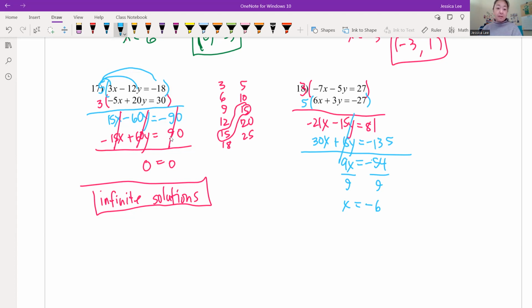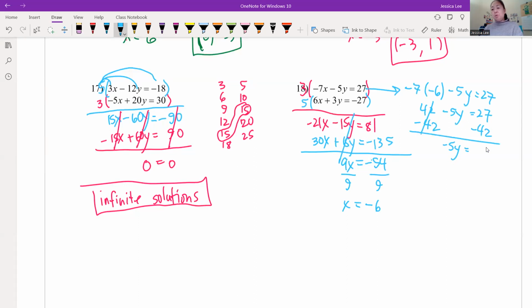Now we need to find the y. Because we have an x, so we got to find the y. I'm going to use the bottom one. If you chose the bottom one, that's good. We should get the same answer. So if we didn't, we did something wrong. So negative 7 times negative 6 is 42 minus 5y is equal to 27. So subtract 42 on both sides. You get negative 5y is equal to negative 15. Divide by negative 5, y is equal to 3. So we get negative 6, 3.